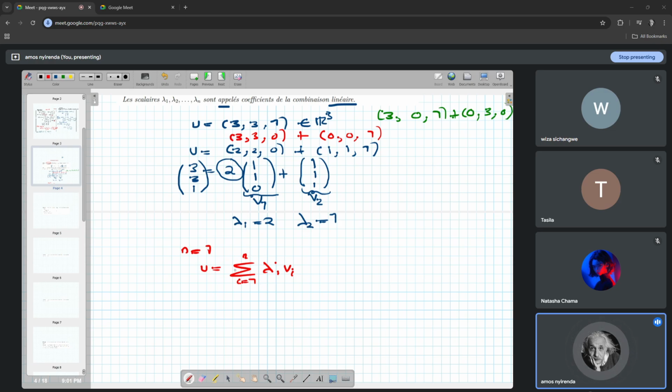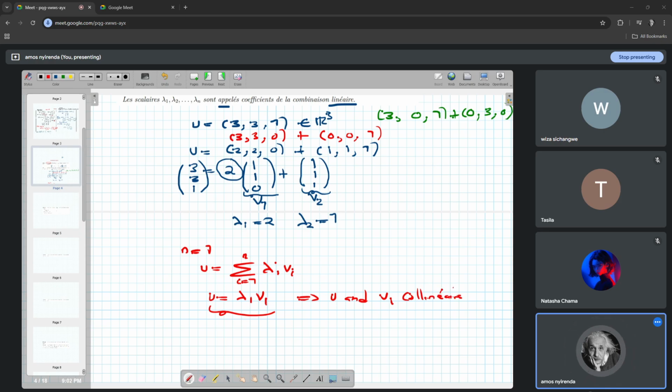So if n is equal to 1, then there's only one item in this sum, because we go from 1 to 1, which is only one item. So we have lambda 1, and then we have v1. What this means is that the two vectors u and v1 are collinear. Here we are scaling the vector v1 by some scalar lambda 1. So if n is equal to 1, then u and v1 are going to be collinear.